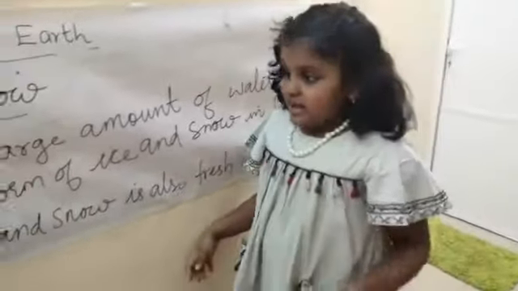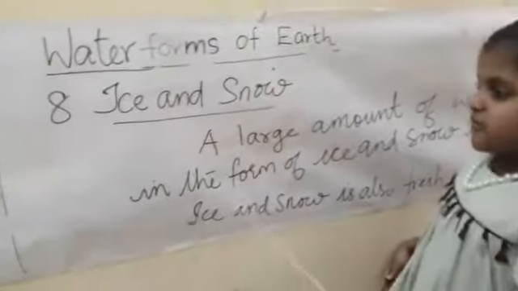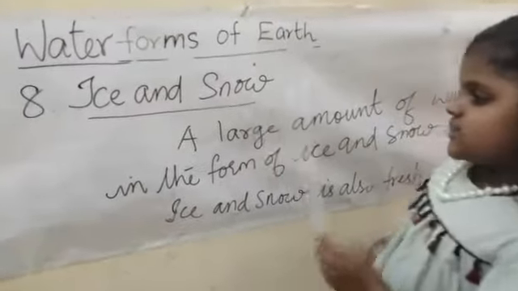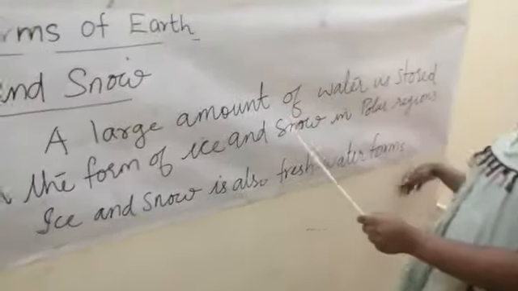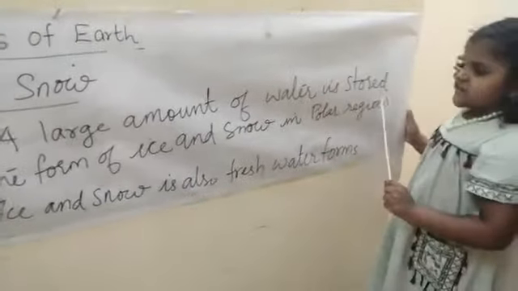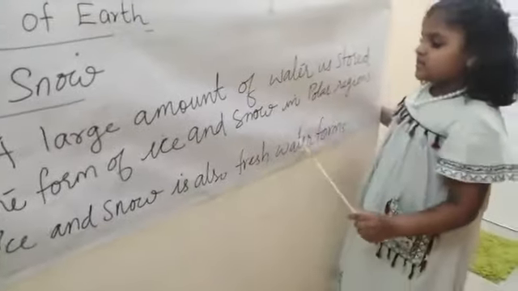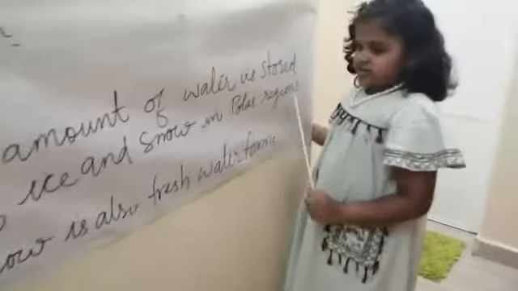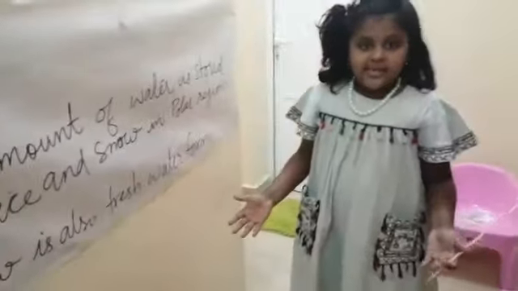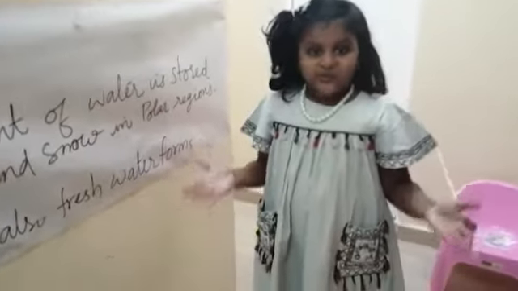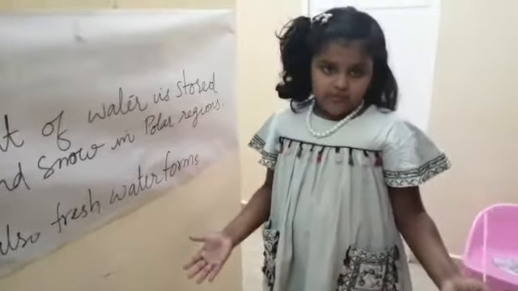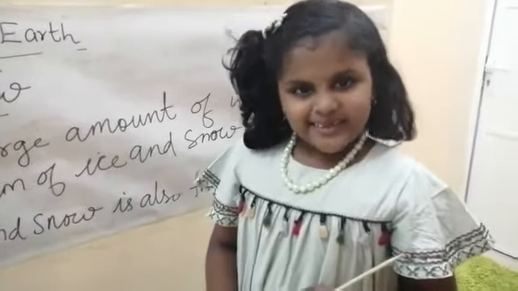Coming to the last waterform, that is the ice and snow. A large amount of water is stored in the form of ice and snow in polar regions. This ice and snow water is also a fresh water form. I hope you understood about landforms and the waterforms. Thank you.